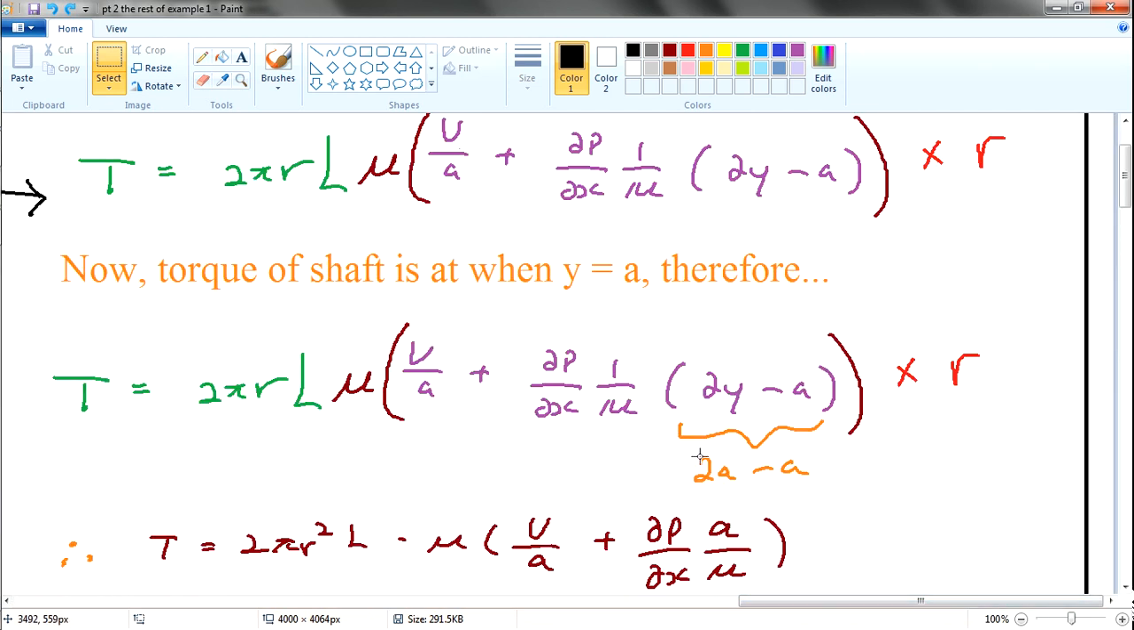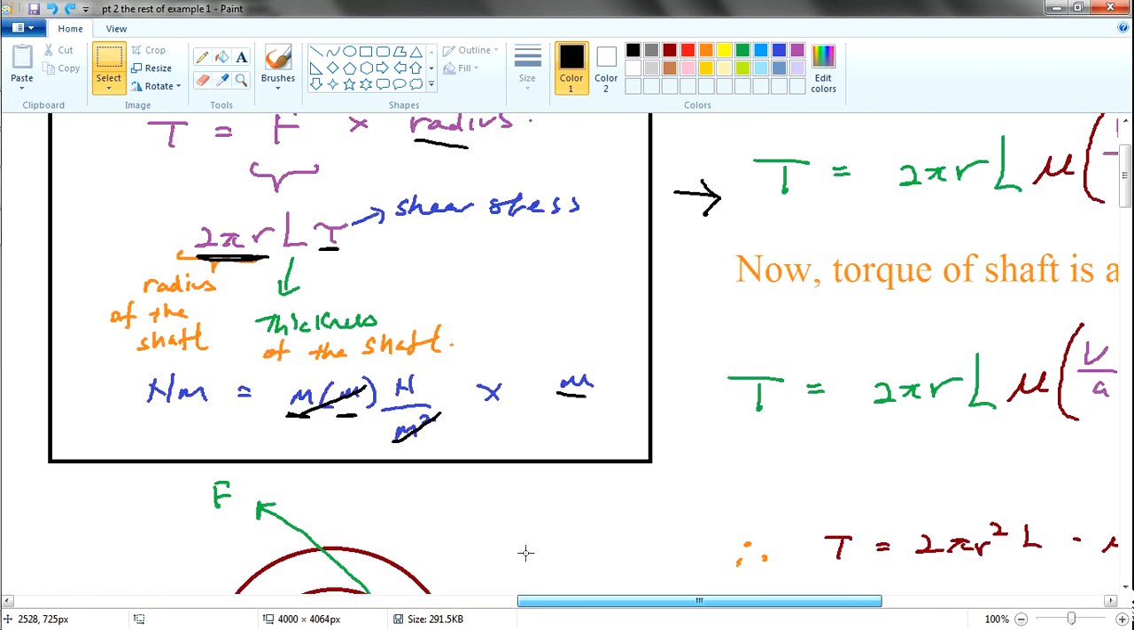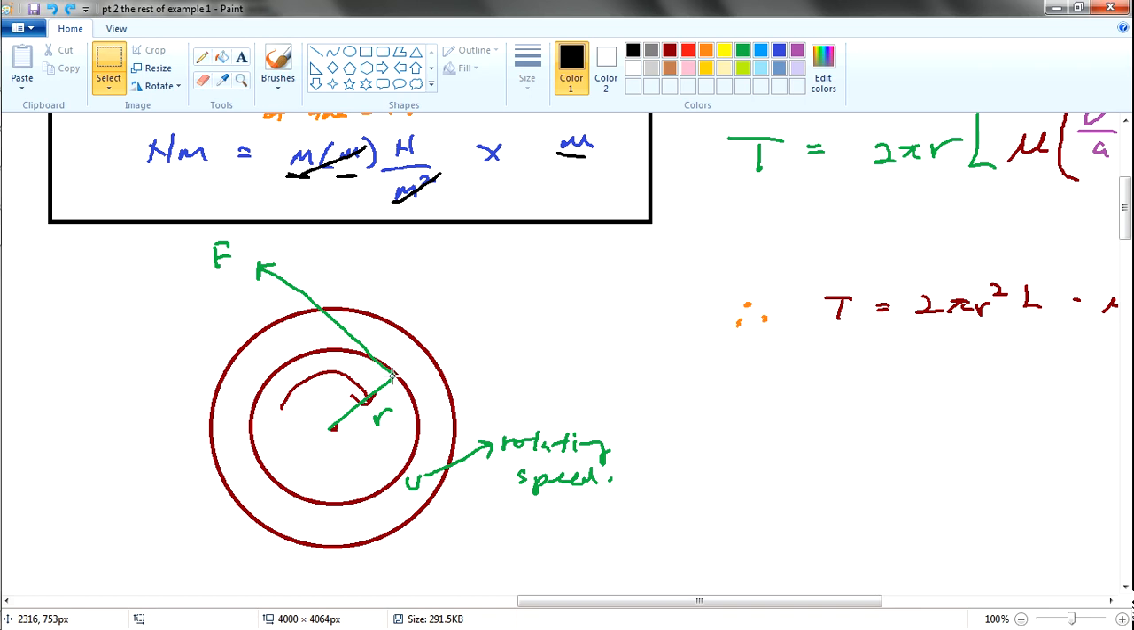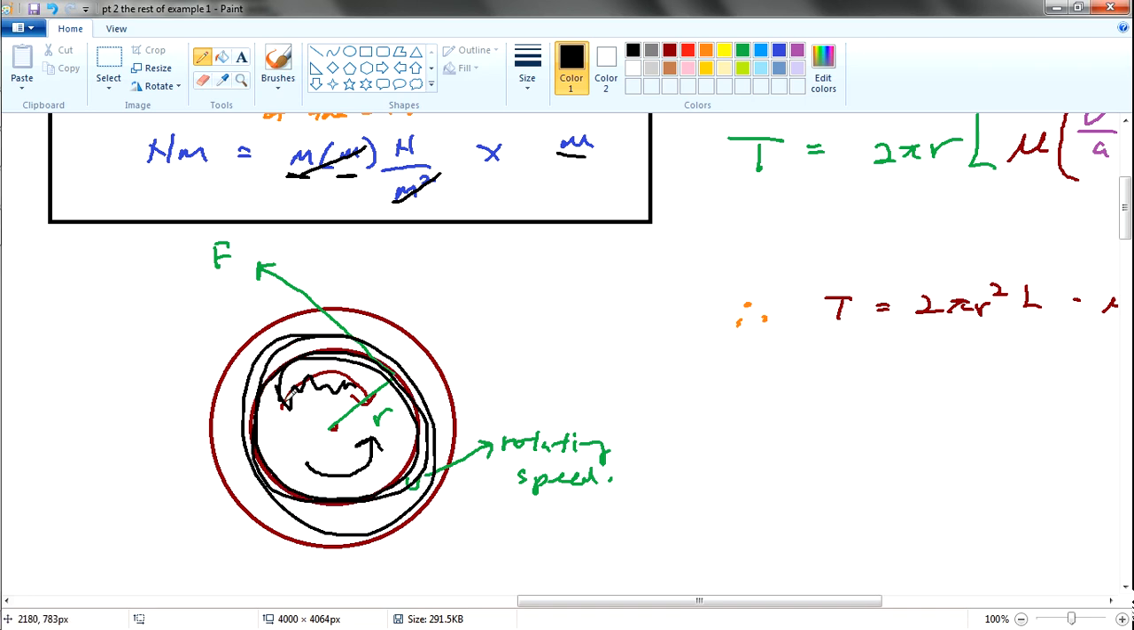So what do we do next? Now you have to assume that the top of the shaft is at y equals a. Why do we say so? When there is spinning, the top force should be spinning in this direction. So the top force is trying to pull this thing in a circular motion, going round and round in an anti-clockwise motion.